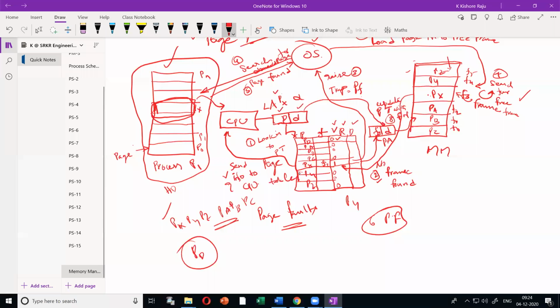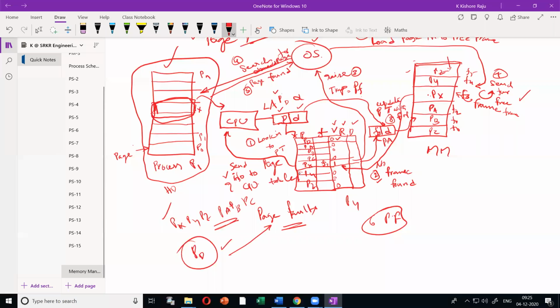There is a new page that was requested by the CPU. Now instead of PX, the CPU is requesting PD. Is PD there in the main memory frames? No. PZ, PY, PX, PA, PB, PC are available, but PD is not available. What happens? Again, a page fault.